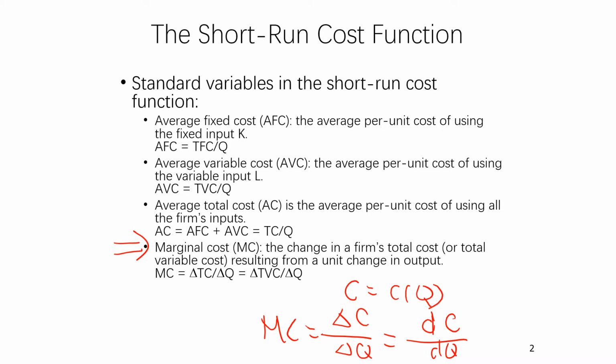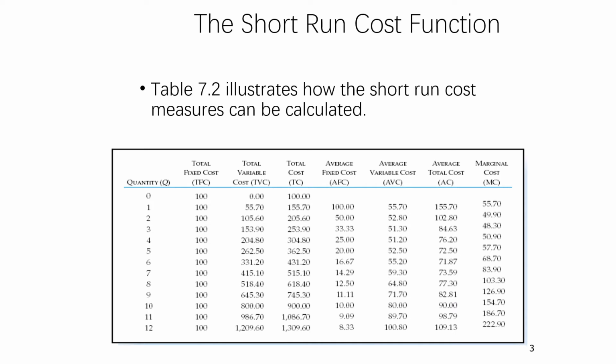One of our tasks is to decide how many units of output we should produce in order to maximize profit. In doing so, we need the marginal costs. Okay, let's look at the examples.